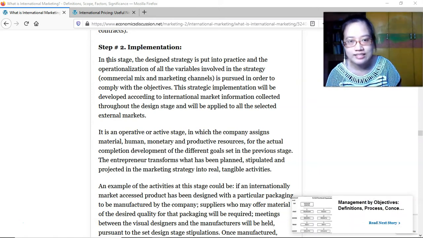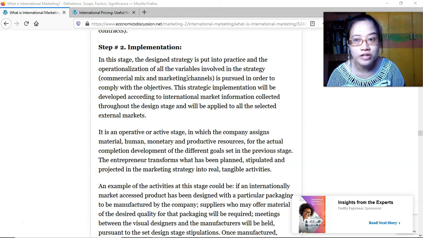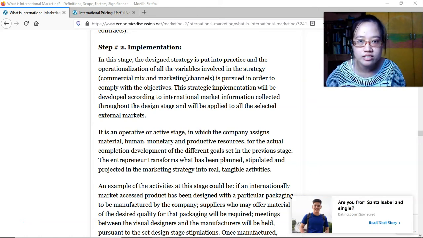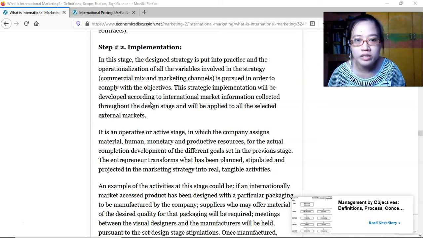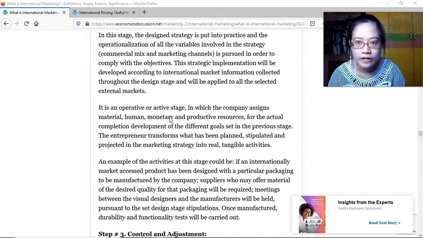So the second step after the design is implementation. The design strategy is to be put into practice, the operationalization of all variables involved in the strategy. So you have your commercial mix and the marketing channels. Those are pursued in order to comply with the objectives. The strategic implementation will be developed according to international market information collected throughout the design stage and will be applied to all the selected external markets.